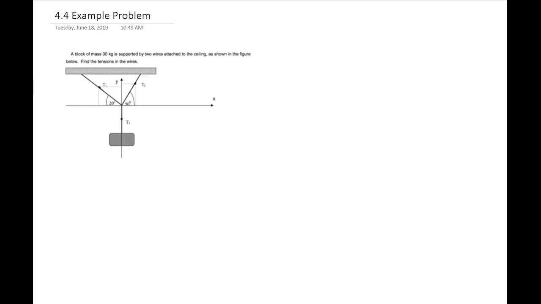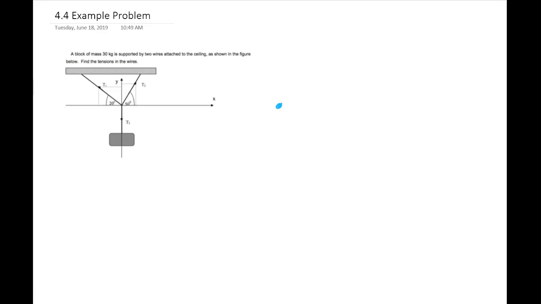So for this problem, we've got a mass that's being suspended by wires that are attached to a ceiling. You need to find the tension in all three of the wires given the mass of the block and the angles. At first glance, it seems like you don't have enough information to solve the problem, but in reality, you do. So anytime you have a force problem, the first thing you always want to start with is a free body diagram.